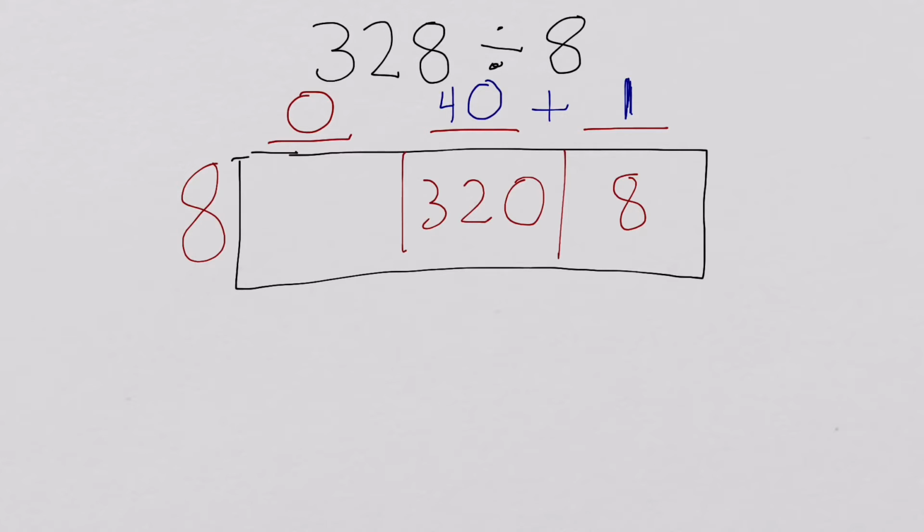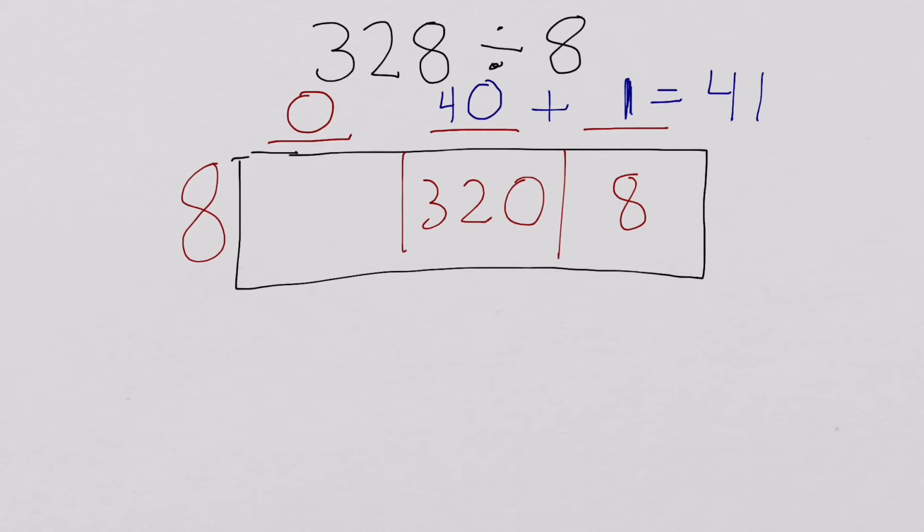So we now know that 8 goes into 320 40 times, or 8 times 40 is 320. I've used every single piece from 328. I just had to do some combinations, and we ended up with nothing in the hundreds, which is okay. So if we combine these, we end up with 40 plus 1, which is 41.